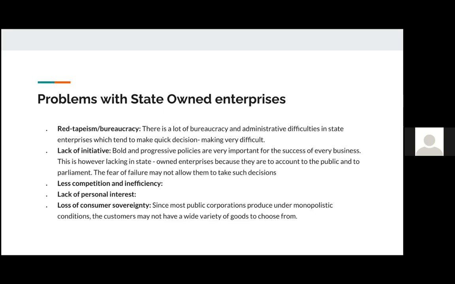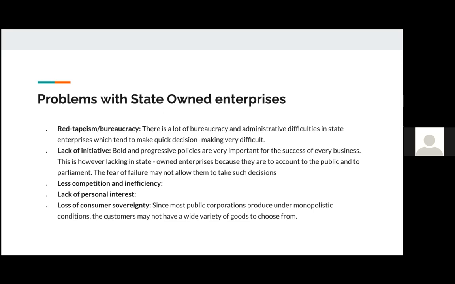There's also a lack of personal interest. In the private sector, you're motivated by profits, and people that own their business have a sense of pride and genuine interest because they've set up that business. But you don't have that in state-owned enterprises, so the people that run them don't necessarily have a personal interest. It could cause a lot of inefficiency, as we mentioned earlier. And finally, there's a loss of consumer sovereignty, because if most public corporations produce under monopolistic conditions, meaning there's only one of that type of company, then the customer may not have a wide variety of goods to choose from.